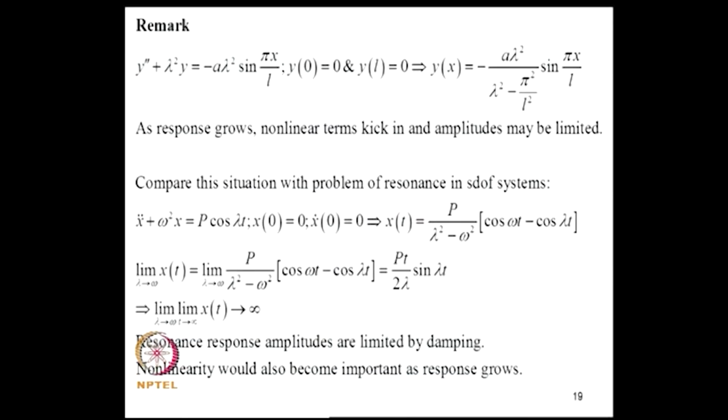Now, we can make a remark here that if you examine the nature of this equation, it is y double prime plus lambda square y is minus a lambda square sin pi x by L, and these are the boundary conditions and this is the solution. Now, as the response grows, that means if you are in the neighborhood of P equal to P critical, the nonlinearity steps in. So, material nonlinearity can come in and so on and so forth, and consequently the amplitudes may be limited by possible nonlinear behavior of the system.